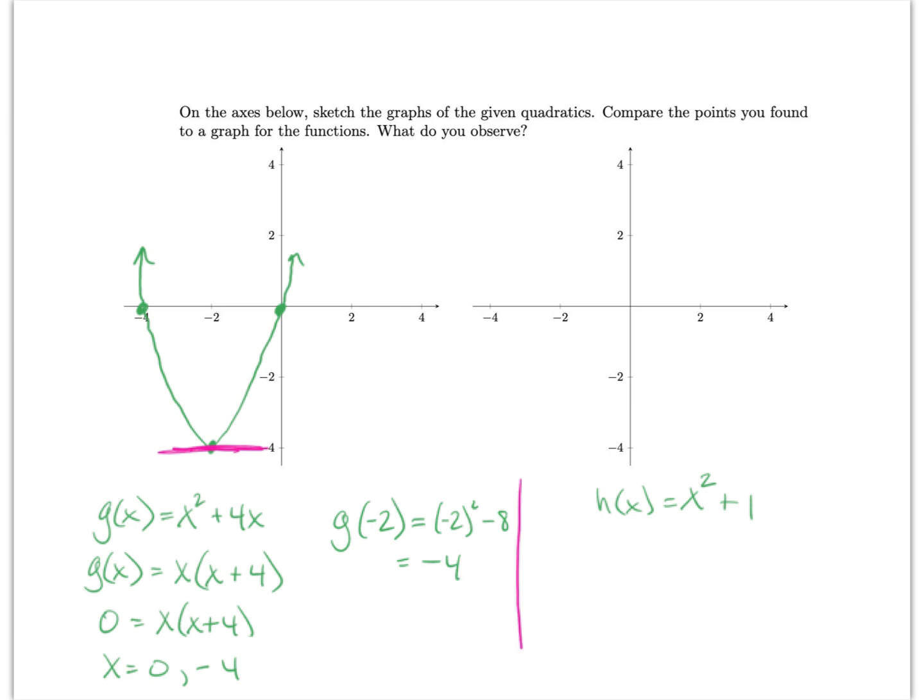Now to graph h of x equals x squared plus 1, that's just x squared shifted up 1. So the vertex is going to be about right there, and then it opens up like that. And what you should notice is that there is a horizontal tangent line right where we expected it to be at x equals 0, based on our calculations in the previous question.